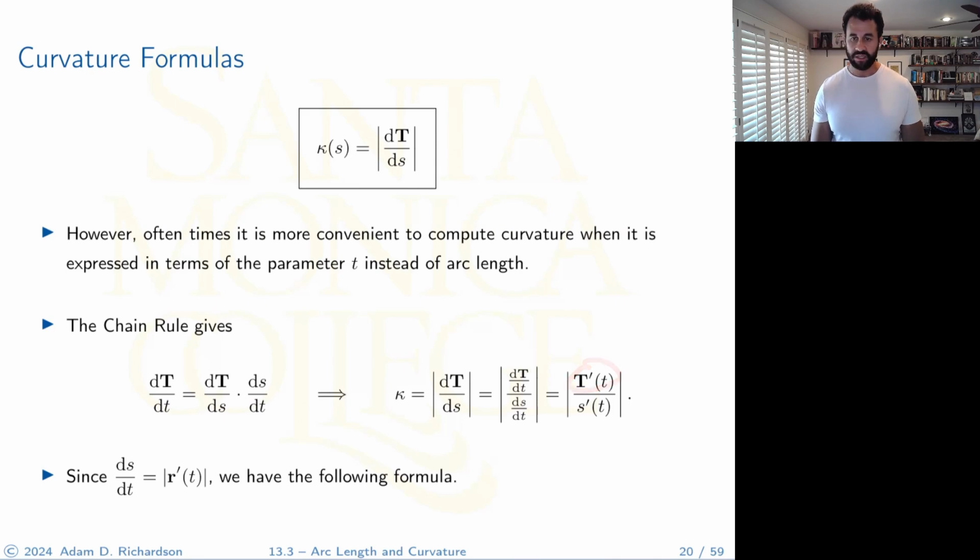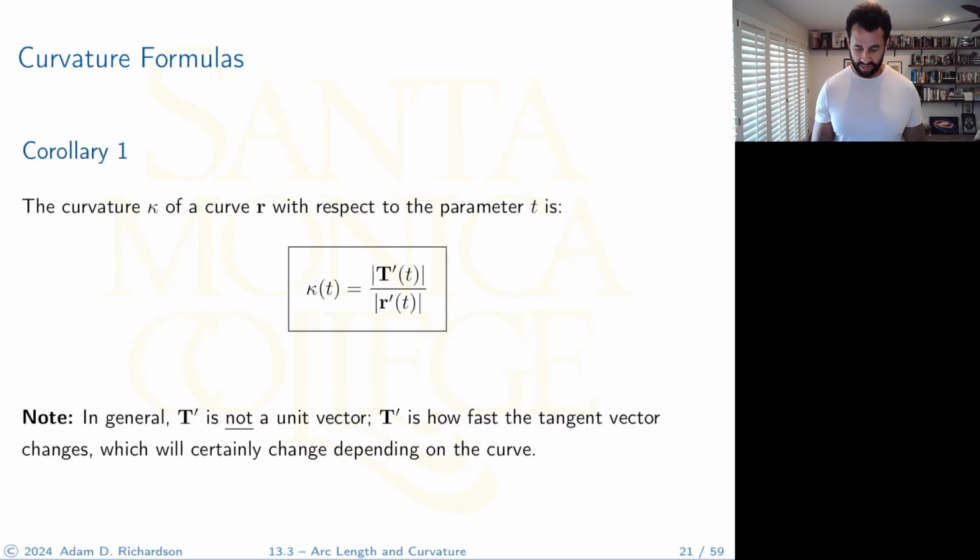Look at the top here. So this is T prime of t. This is the change in the unit tangent vector with respect to t. This is the change in arc length with respect to t. But earlier we found that the change in arc length with respect to t is given by this, just by the arc length formula. So now we have a formula for kappa with respect to t instead of s. What is that formula? This is the length of the derivative of the unit tangent vector divided by the length of the tangent vector.